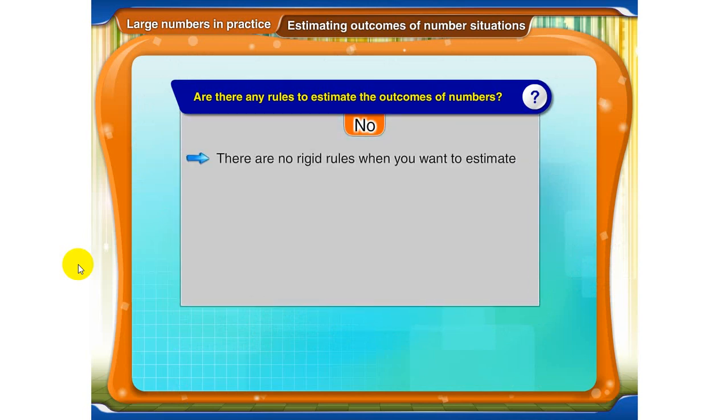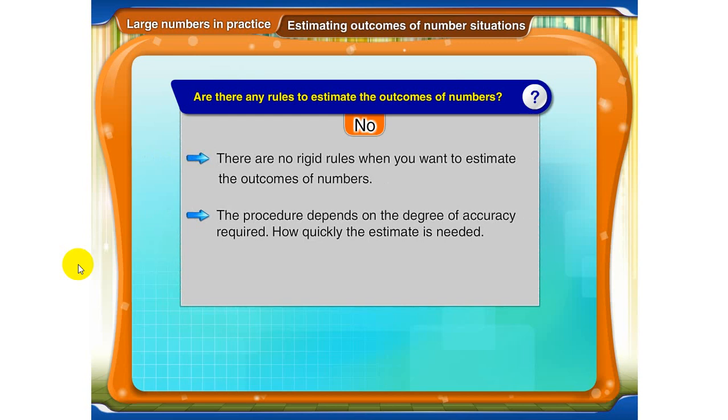There are no rigid rules when you want to estimate the outcomes of numbers. The procedure depends on the degree of accuracy required and how quickly the estimate is needed. The most important thing is how sensible the guessed answer would be.